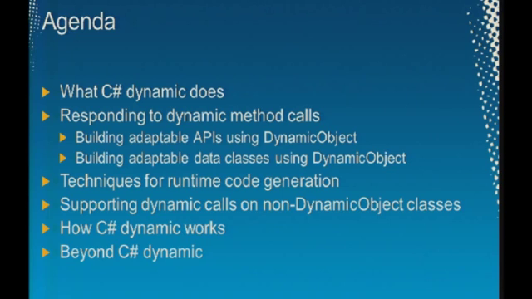We're going to introduce a class called Dynamic Object, which is part of the .NET framework, and see how we can use that to create a more dynamic style of programming, to offer our clients a more dynamic style of programming. We're going to look at a couple of techniques for generating code at runtime, why you might want to do so, how you might do so. Then we'll take a look at how you can use the same capabilities without involving the dynamic object, looking at the raw interfaces that underlie that. And then we'll take a little bit of a dive into how C# dynamic actually works on the inside.